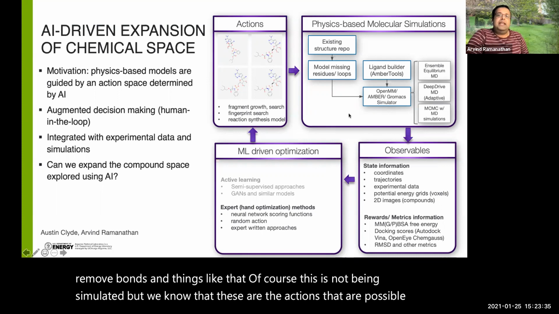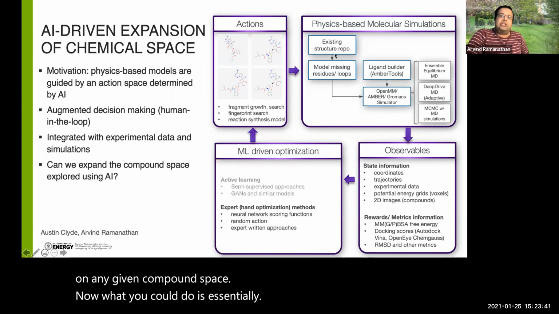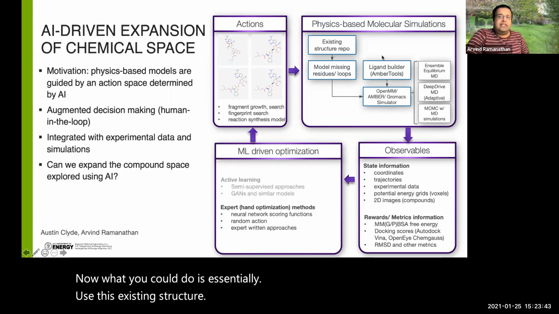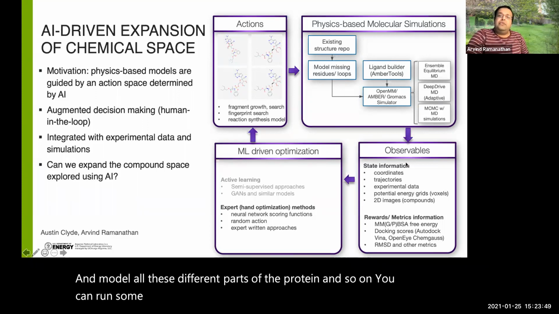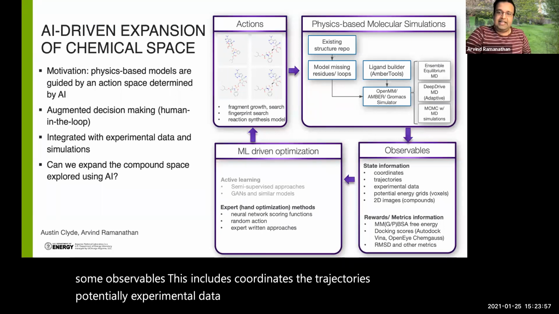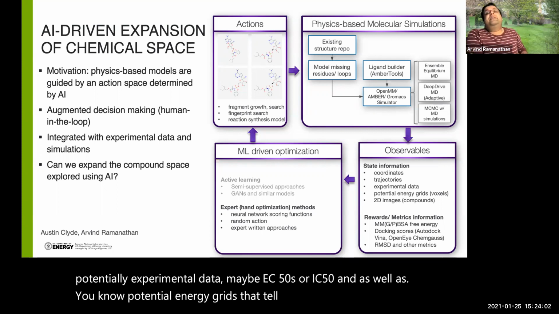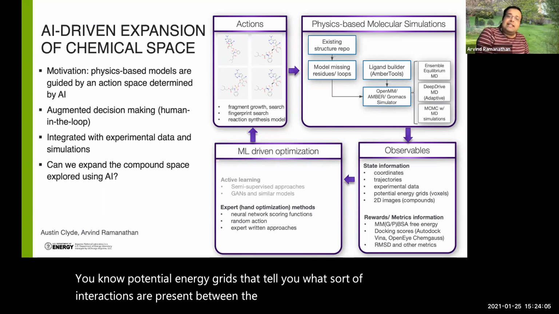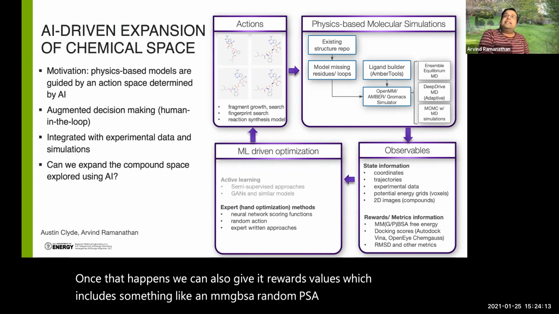given compound space. Now, what you could do is essentially use this existing structure and model all these different parts of the protein and so on. You can run some EnsembleMD simulations that allow you to gather some observables. This includes coordinates, the trajectories, potentially experimental data, maybe EC50s or IC50s, as well as potential energy grids that tell you what sort of interactions are present between the ligand and the protein. Once that happens, we can also give it reward values, which include something like an MMGBSA or MMPBSA free energy estimate. These can be very rough.